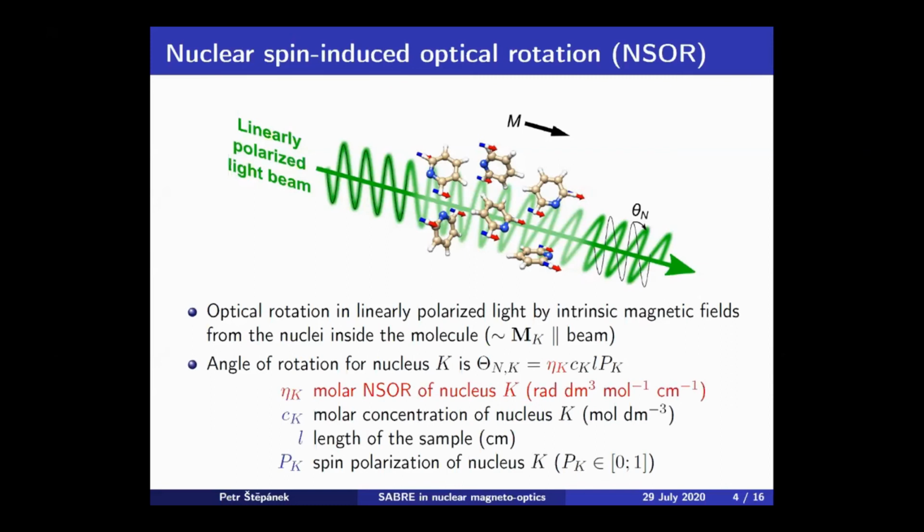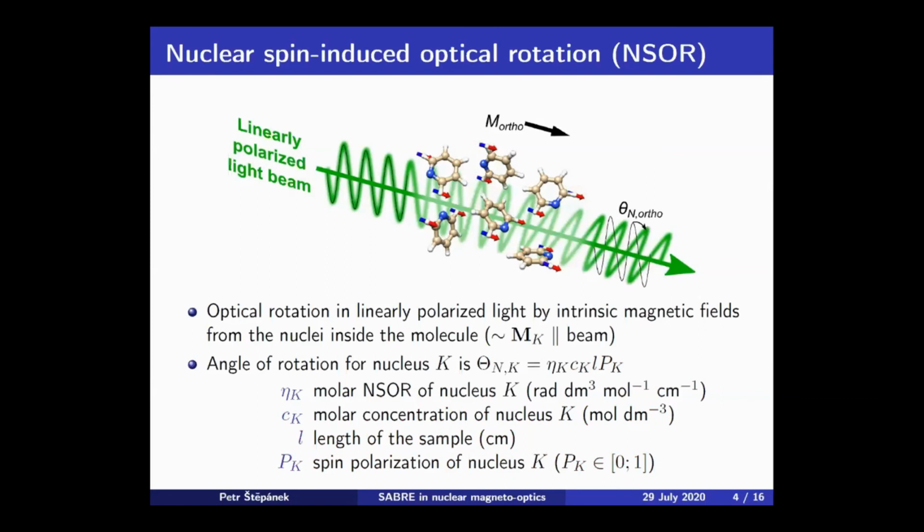This effect can be described as being dependent on four parameters. The first one is the molar NSOR. It is specific for both the molecule and also the nucleus in particular. Then we have the concentration of the nucleus in the sample. Again, the length of the sample through which the beam travels. And instead of the external magnetic field, we here have the magnitude of the magnetization, so it is related to the polarization. Similarly, as in the case of Faraday rotation, if we reverse the magnetization to be antiparallel with the light beam, the plane of polarization will again switch to the opposite direction.